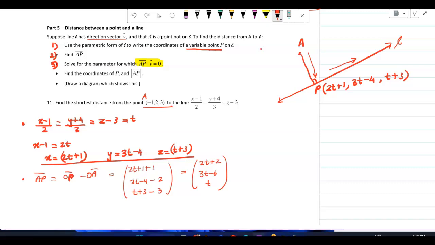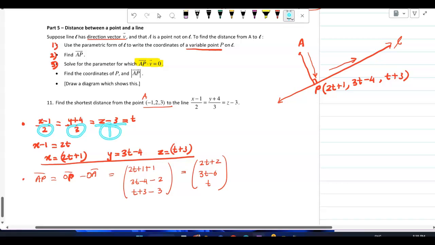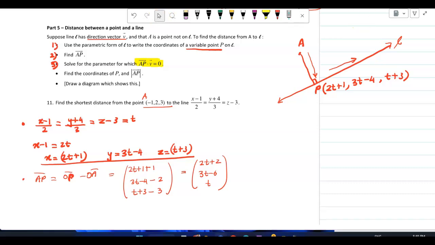So to find that we can do the dot product thing, right? The direction vector is this, if you remember: 2, 3, 1. Refer to your formula booklet. Remember, this is your direction vector. In this case it will be 2, 3, 1. So the direction vector is 2, 3, 1.